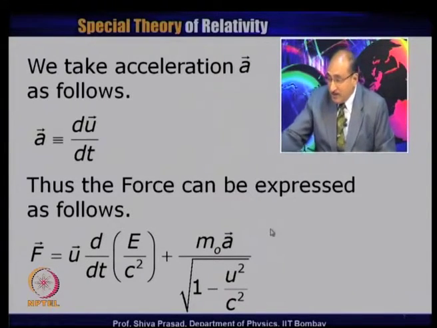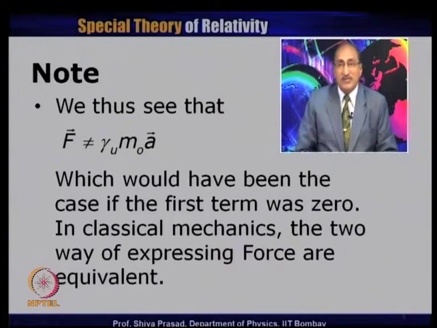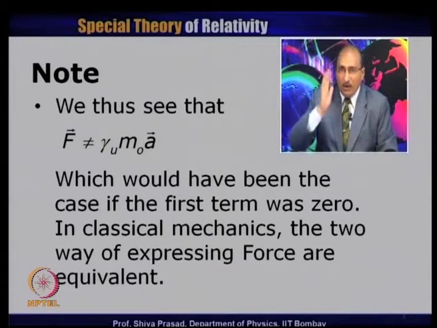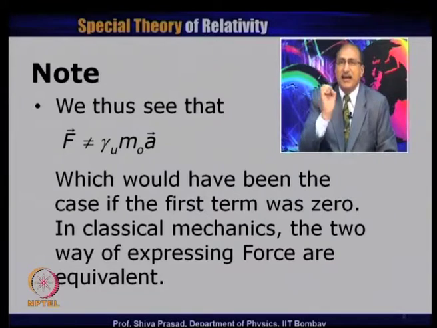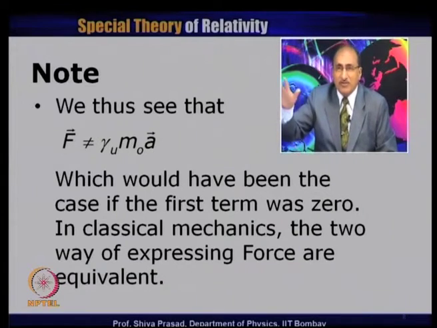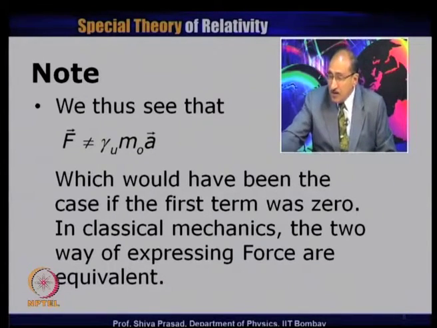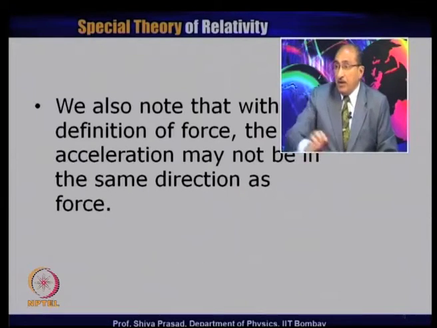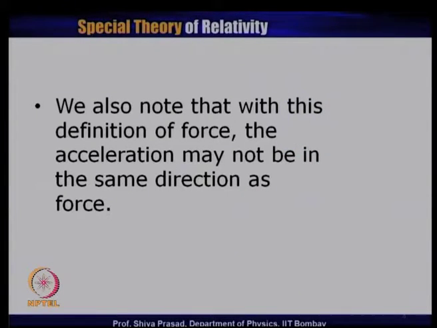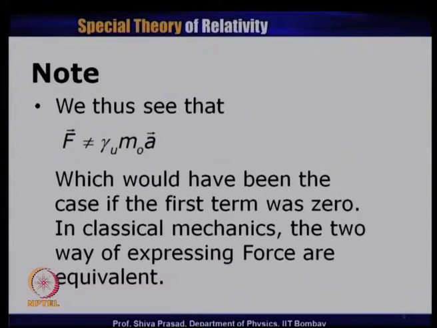Remember, as I mentioned earlier, just in the beginning of this lecture, in classical mechanics these two definitions are equivalent. I could have written force is equal to mass into acceleration, or I could have written force as the rate of change of momentum. Here, I take only force as the rate of change of momentum, and not in general F equal to ma, which I might have a tendency to use because m depends on the speed of the particle in relativity, so just replace m by gamma u m naught. It does not work that way. The second thing, which is also very interesting, is that the acceleration may not be in the same direction as force. Let us look here.